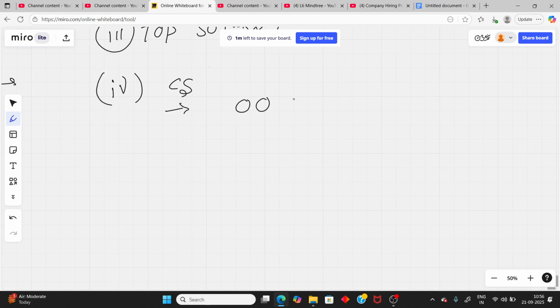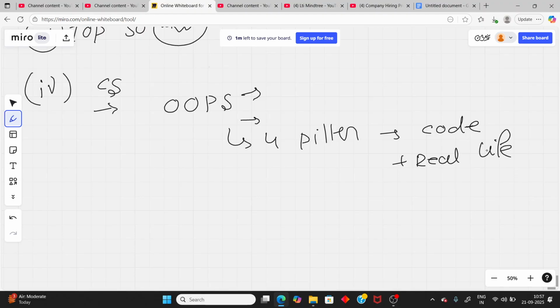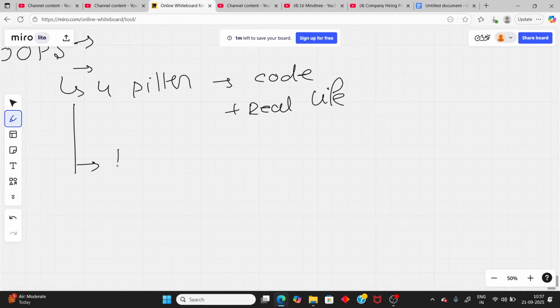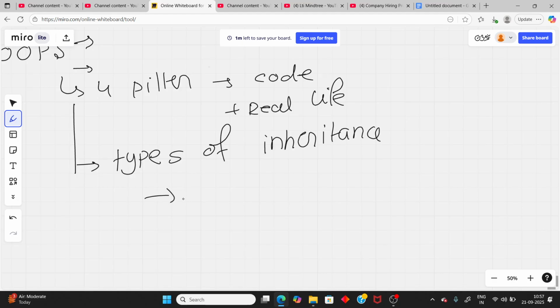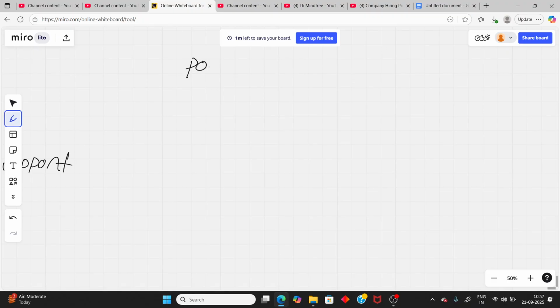For the CS subjects, they mainly focus on OOPs. From OOPs, you should know what OOPs is, object versus class with an example, the four pillar definitions plus code plus real life examples. From the four pillars, you should know all types of inheritance and why Java does not support multiple inheritance, and also the diamond problem, with code. For polymorphism, you should know method overloading and overriding. That is enough for LTI Mindtree.